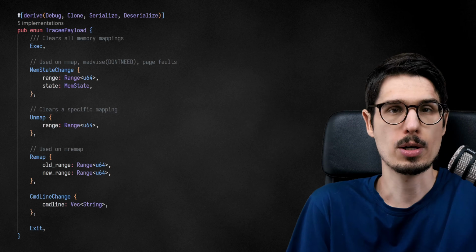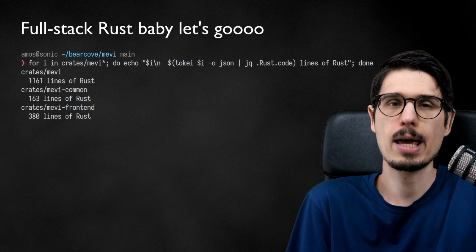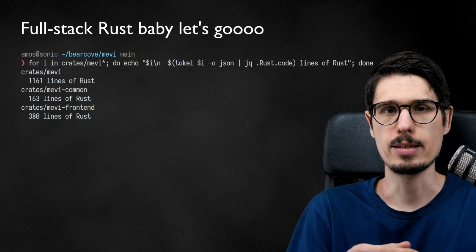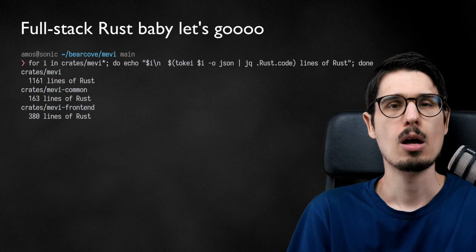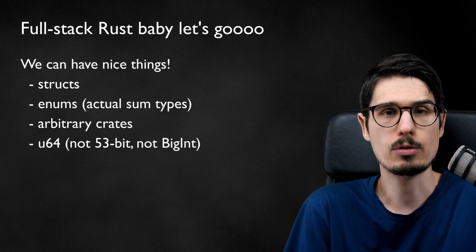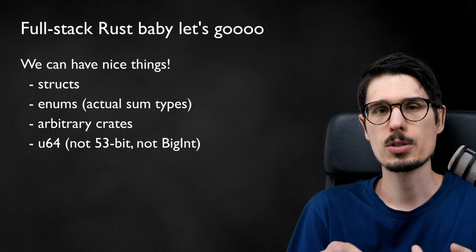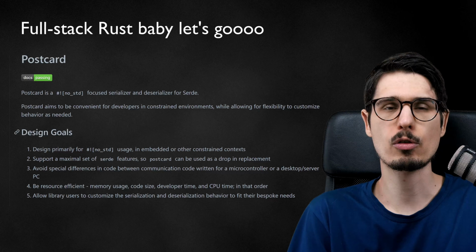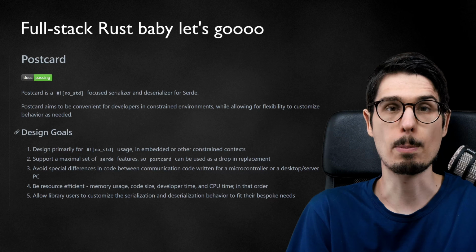So I went with Rust on both ends. That way the front end and the back end can share some code in the mevi common crate. We share an event struct, we share enums, the range map type, U64s everywhere. And the events themselves are serialized with postcard, a high-performance binary format originally designed for embedded stuff.